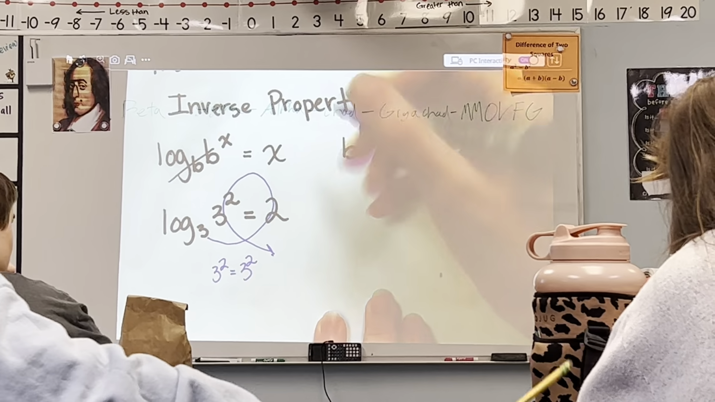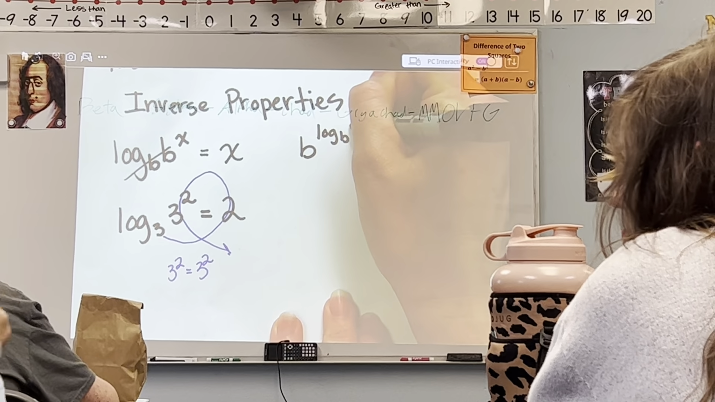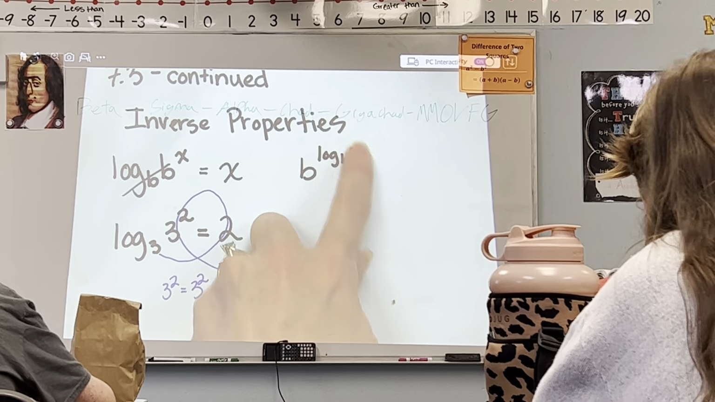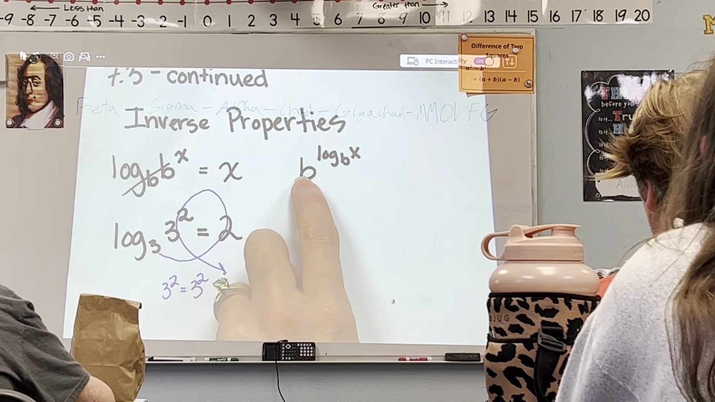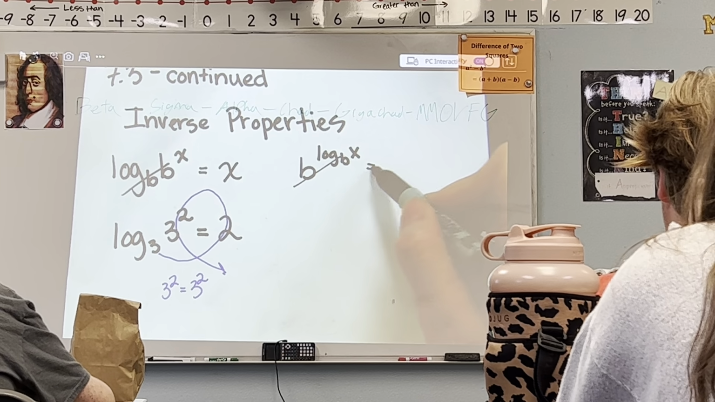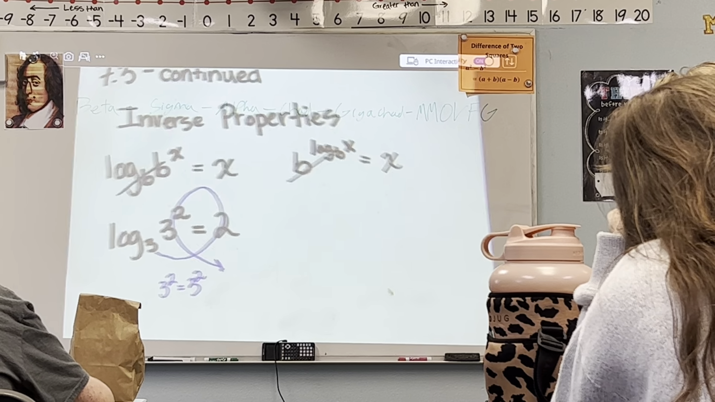Oh my goodness. Log base b of x. Okay? It could be like this. The exponent is this log. If this number and the base match, again, they will just cancel out and it'll equal x.